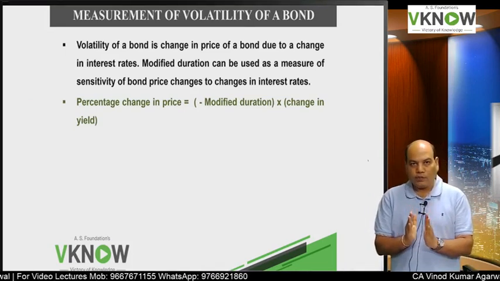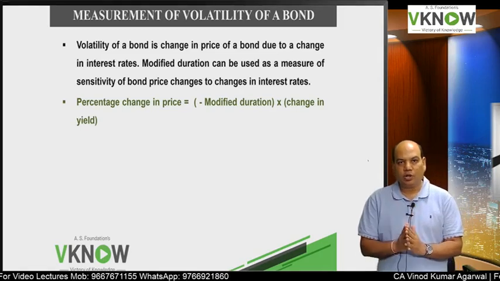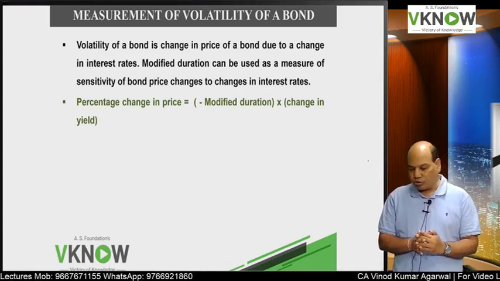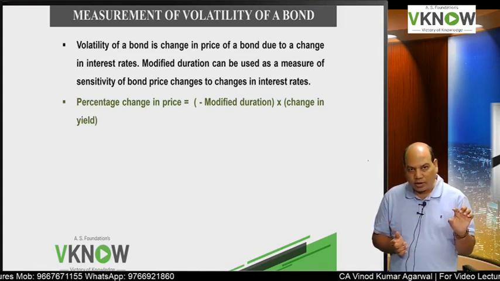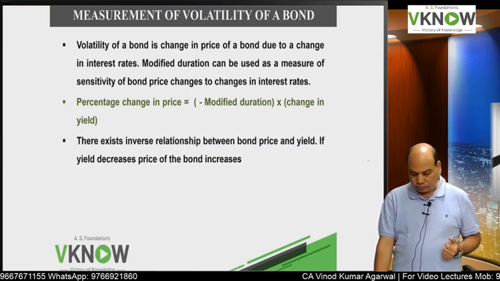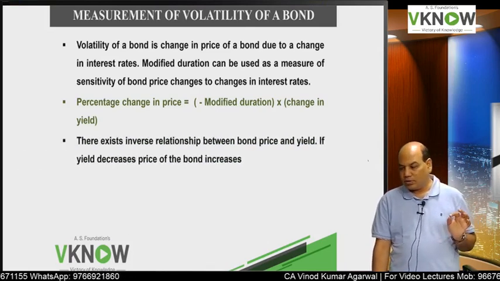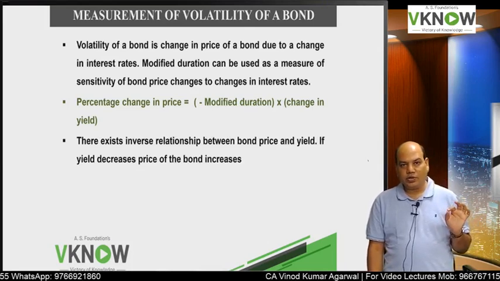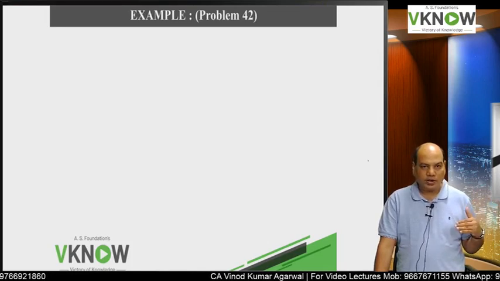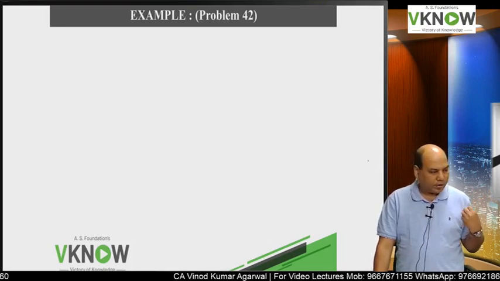So the formula for calculating percentage change in bond price, very easy: minus modified duration into change in yield. Why minus sign? Inverse relationship. The minus sign indicates there exists an inverse relationship between bond price and yield. That is, if yield increases, bond price decreases. If yield decreases, bond price increases.